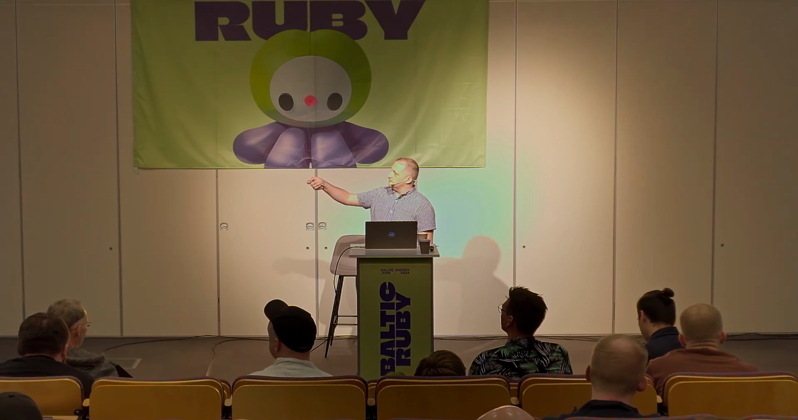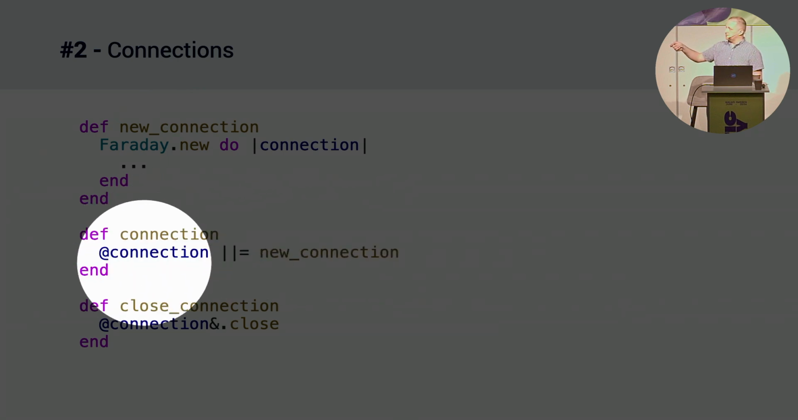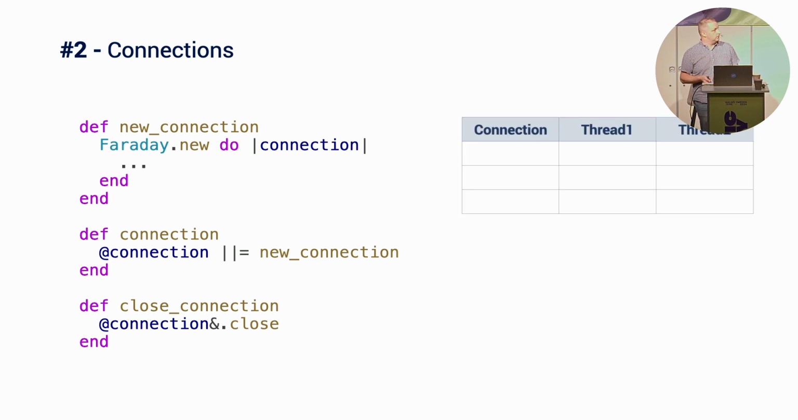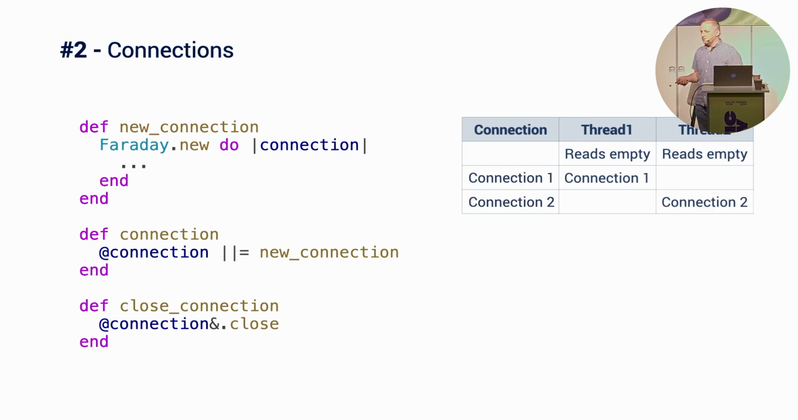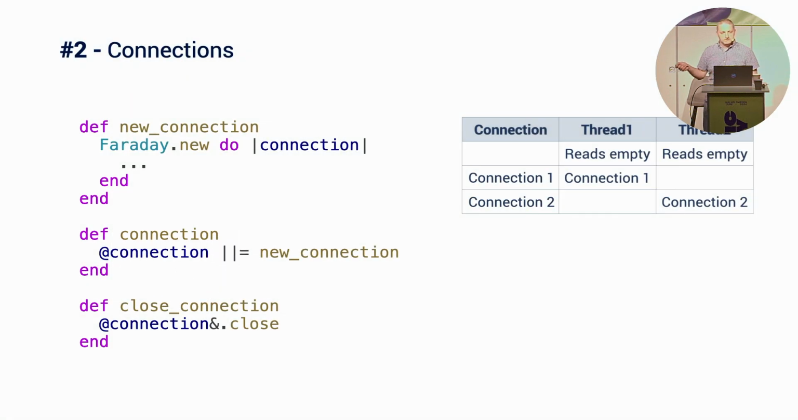So here I have a method that creates a new network connection using the Faraday gem. Then we create a new instance variable if it's not created, and we have a close connection method. And if we look, a really bad day is when thread 1 reads an empty value, and then a context switch occurs, and thread 2 reads an empty value as well. At the end, both threads create a new connection, but only the second connection is stored into this instance variable, and the close connection call will close only the second connection.